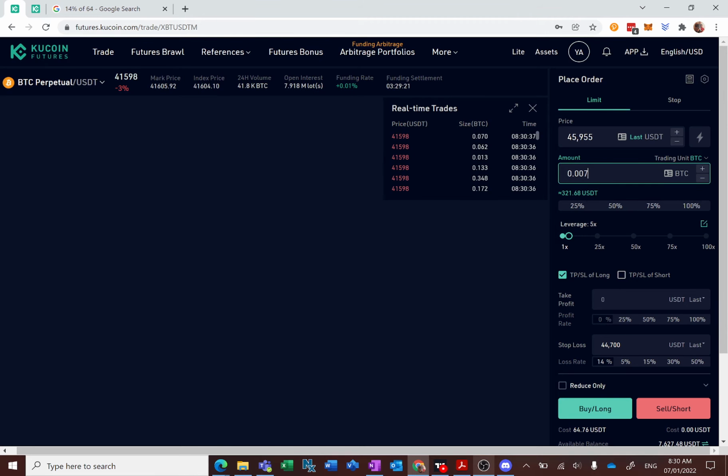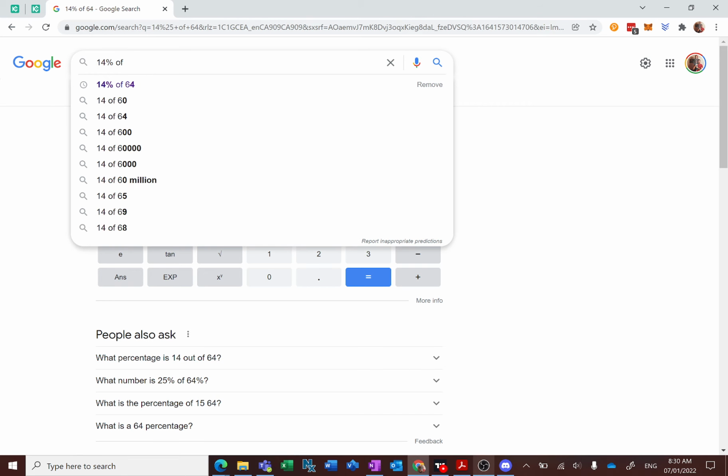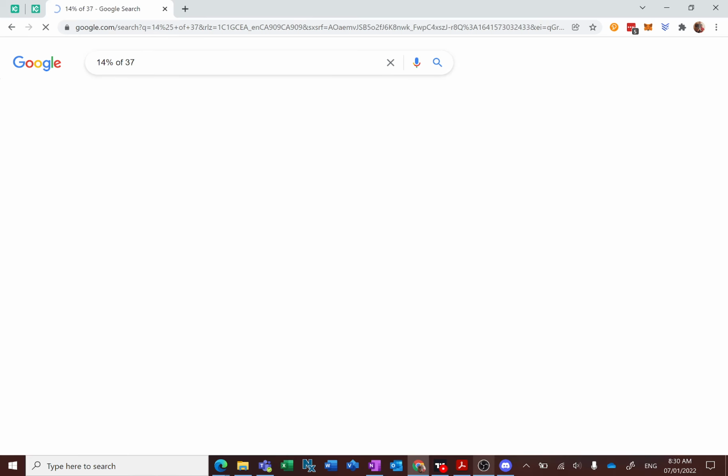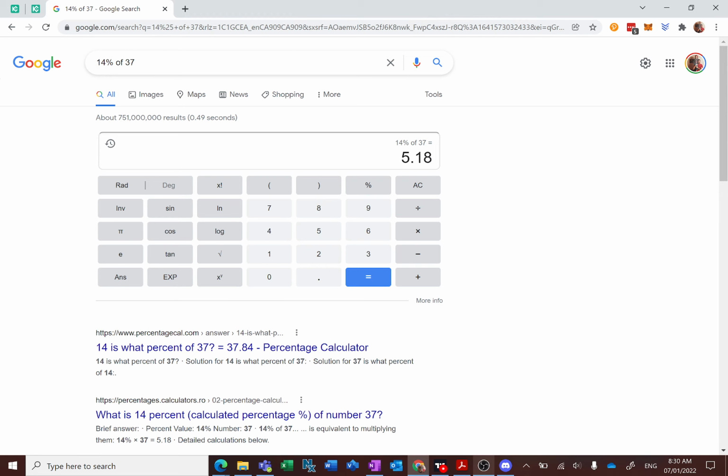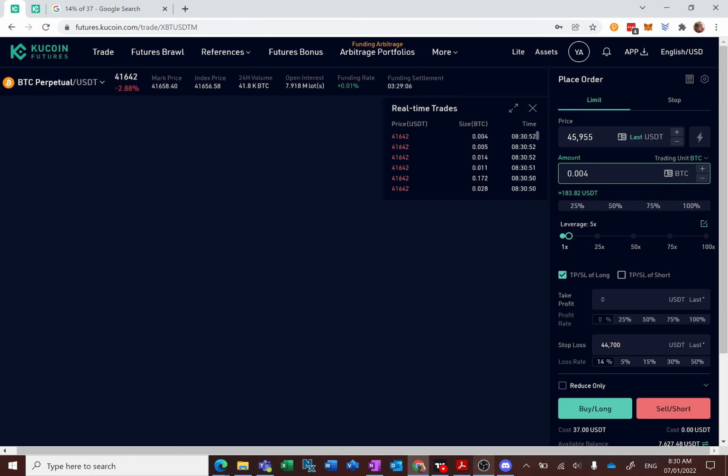So we're going to go down. $37. Now we're starting to get somewhere. Now we're at that $5 mark. So now we know that this position, for us to enter this particular trade, this is the maximum amount that we can bet on this trade is $37 at 5x. So we would go buy long, it would place the order.